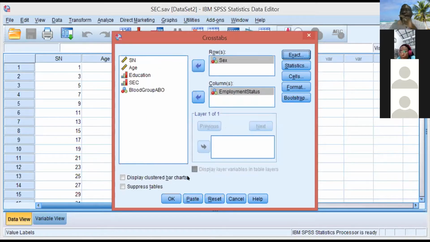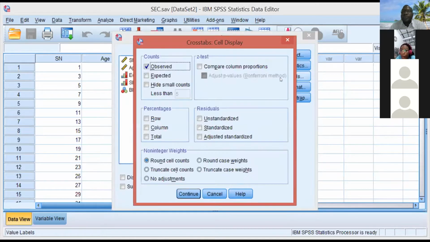Then click on cells. So he was asking for expected value the other time. Click on cells. By default, it is on observed value, that is, it will show you the observed value. But if you want to look at the expected value, just click on expected. It will also give you the expected value. Then under percentage, click on row.